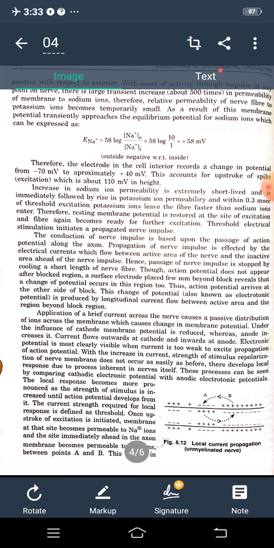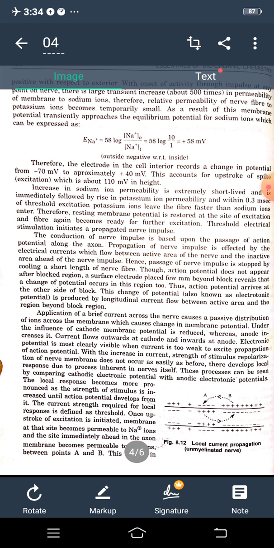Under the influence of the cathode, membrane potential is reduced, whereas the anode increases it. Current flows outwards at the cathode and inwards at the anode. Electrotonic potential is most clearly visible when current is too weak to excite propagation of action potentials. So, the current strength required for local response is defined as threshold.